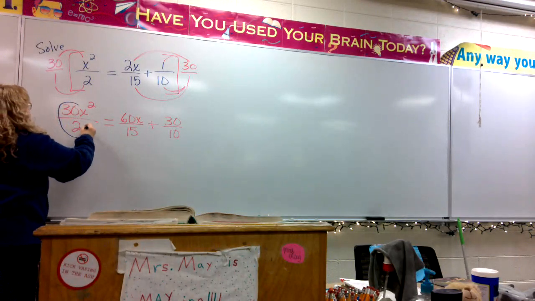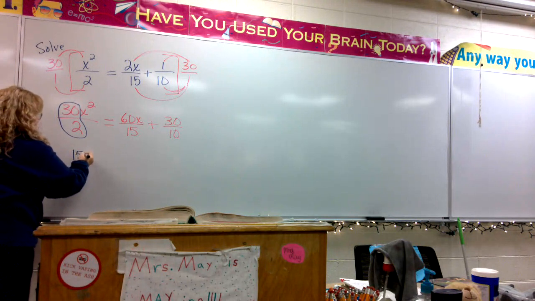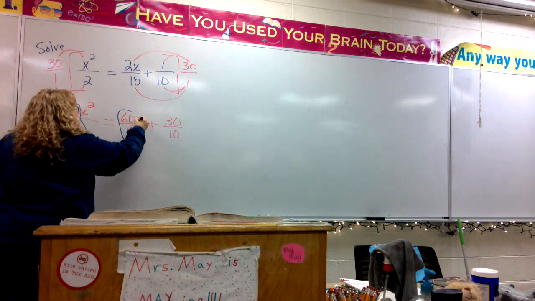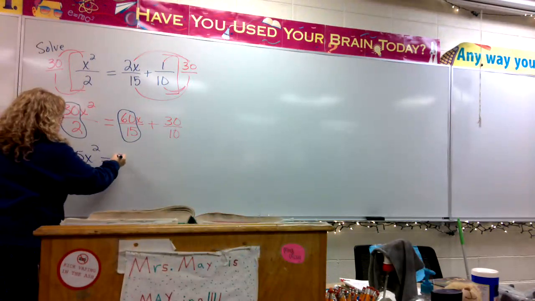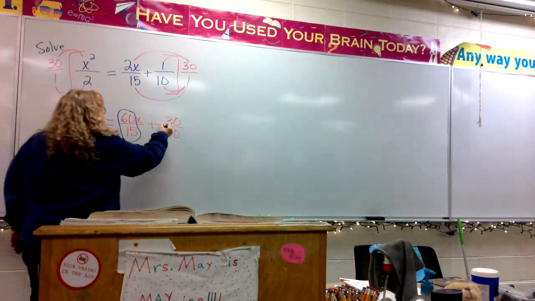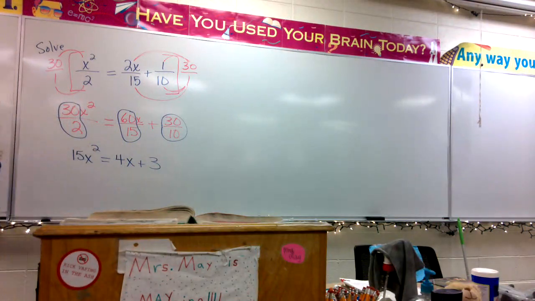But go back now. What is 30 over 2? What is 60 over 15? I think it's 4, right? And what is 30 over 10? And look at that. I got rid of all the fractions. Aren't you excited about that? You don't seem too excited.